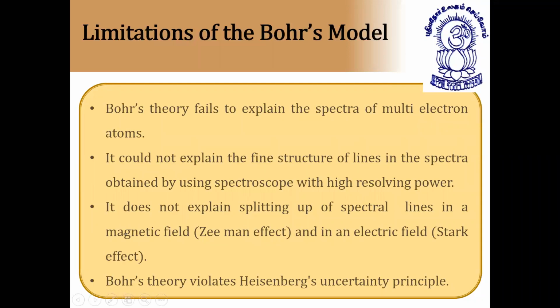Next, limitations. What he could not explain. Bohr's theory fails to explain the spectra of multi-electron atoms. It could not explain the fine structure of lines in the spectra obtained by using a spectroscope with high resolving power. It does not explain splitting of spectral lines in a magnetic field and an electric field. Why the spectral lines get split when an electric field or a magnetic field is introduced, that is the Zeeman effect and Stark effect, he could not explain. And Bohr's theory violates the Heisenberg uncertainty principle. What is the Heisenberg uncertainty principle? This next topic we'll discuss.